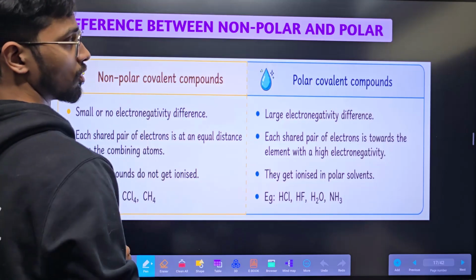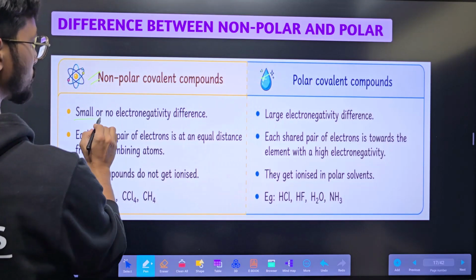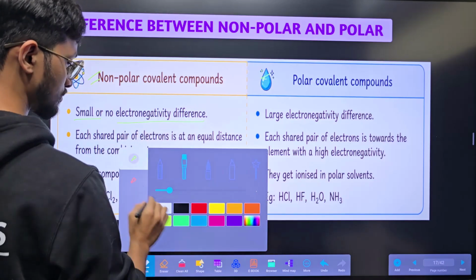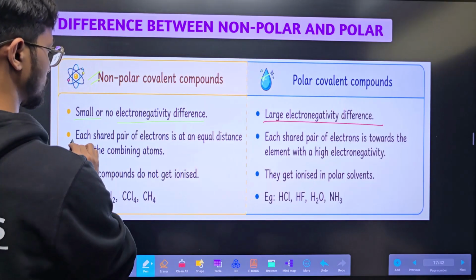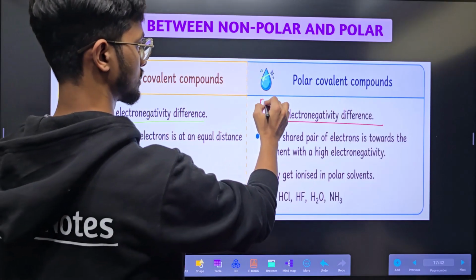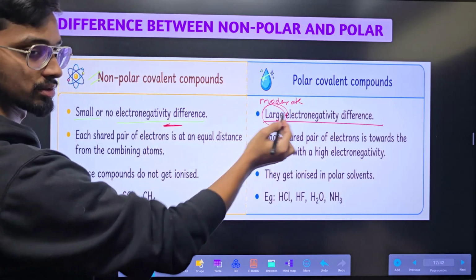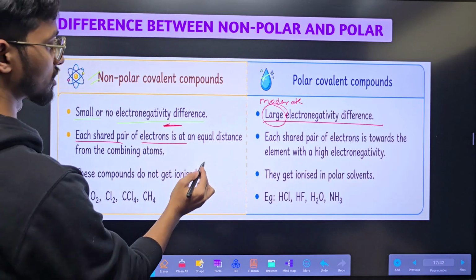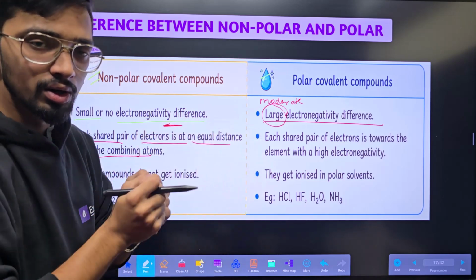Difference between polar and non-polar molecules. Non-polar covalent compounds and polar. Non-polar have small or no electronegativity difference, right? Whereas polar has a large electronegativity difference. Large means moderate, we can say, compared to this large. Okay, in non-polar, each shared pair of electrons is at equal distance from the combining atoms. No one will pull towards itself, right?